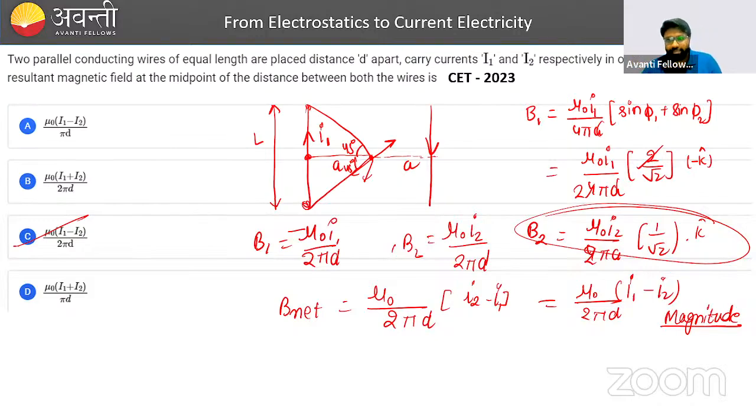No no, let me check. Look, I1 is upside, so with the thumb, the finger is moving inside into the plane, so the field is inside. But this is opposite, so you have to curl your finger like this. This is also going inside. B2 is also going inside, so there is no need to add that minus. It is I1 plus I2. Silly mistakes happen to all. Mu naught I1 plus I2 upon 2 pi D.